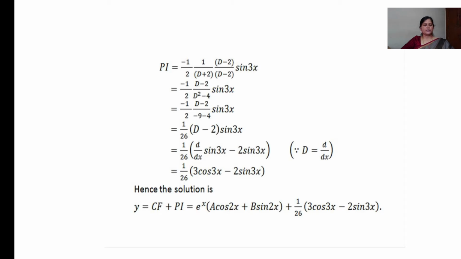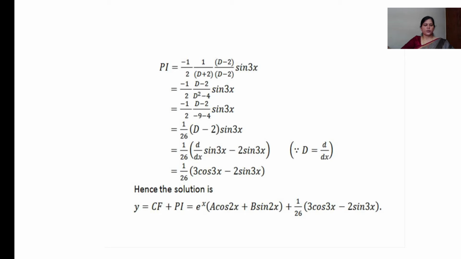Now we got again D square in the denominator. So we can go for the replacement of D square by minus a square, that is minus 9. So the D square value is minus 9. We are substituting in the denominator, and the whole simplification gives 1 by 26 into D minus 2 into sin 3x. Now the D term is in the numerator. So we have D minus 2 into sin 3x simplification. So first sin 3x has to multiply with the D, then multiply with 2.